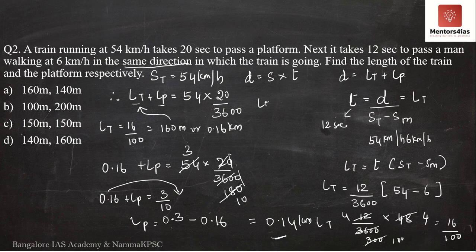So the length of the train, I'm going to write it here. It is 160 meters and the length of the platform is 140 meters. 160 comma 140 meters. See, it is not 140, 160. The question is asking for the length of the train and platform respectively. Please don't get confused. Length of the train 160 and length of the platform 140 meters respectively. Therefore, the correct option is option A. So we'll move on to the next question now. The correct answer is 160 meters and 140 meters.